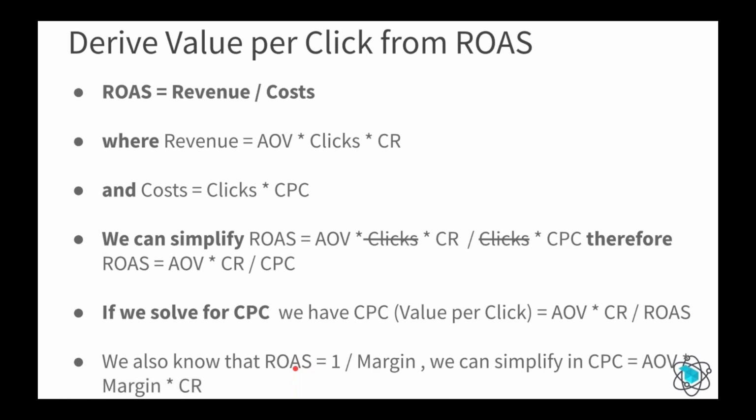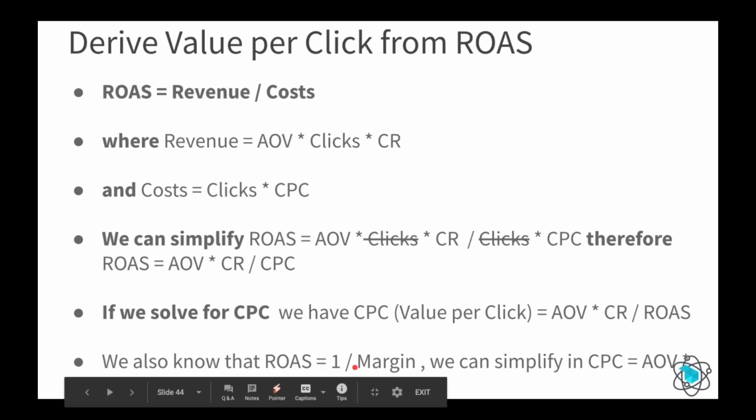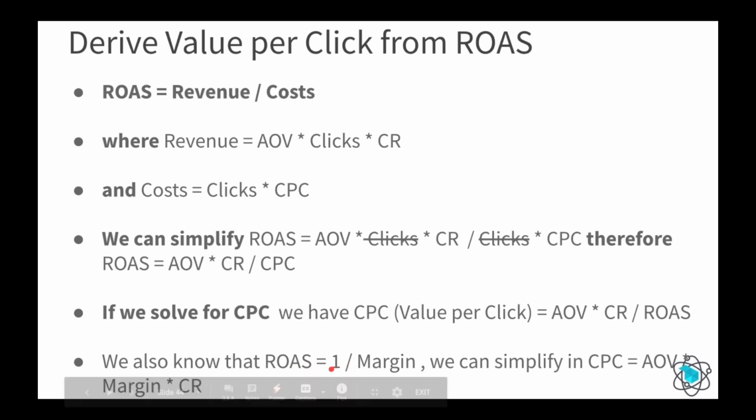Let's say if your margin is again 50%, then your minimum ROAS will be 2. So if you're getting a ROAS of 2, you're just breaking even. So you want to get more than 2 in actual ROAS. So let's throw that in. At that point we can simplify the formula even more, and CPC can be simply seen as average order value times margin times conversion rate.